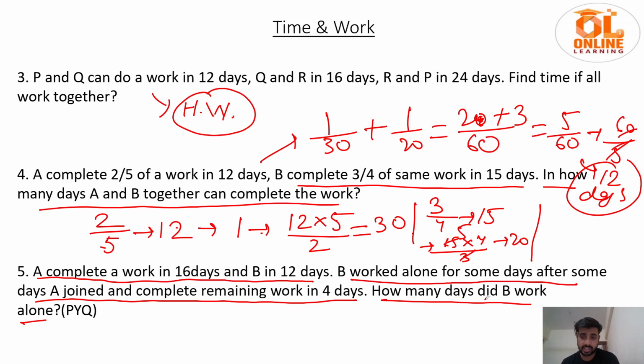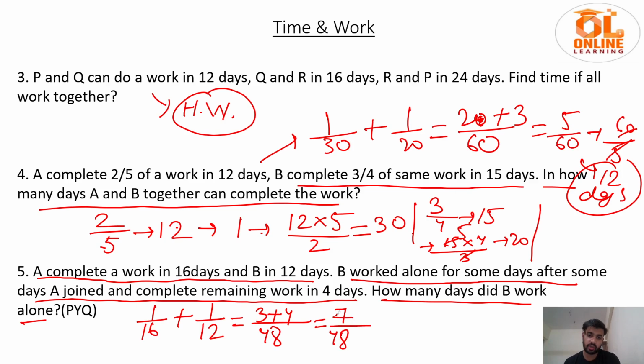We have to find how many days B worked alone, before A joined. A and B, when joined after B's initial work, completed the work in 4 days. We will first find how much work they do together in a day. We can get that by 1 by 16 plus 1 by 12. LCM will be how much? 48, right? 16 threes are 48, 12 fours are 48. So in one day, they do 7 by 48 part of work.